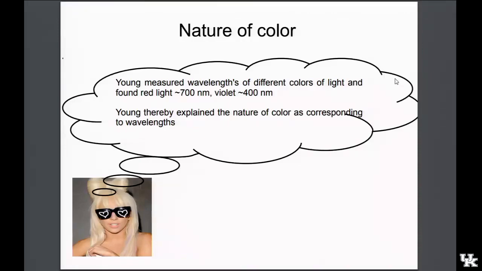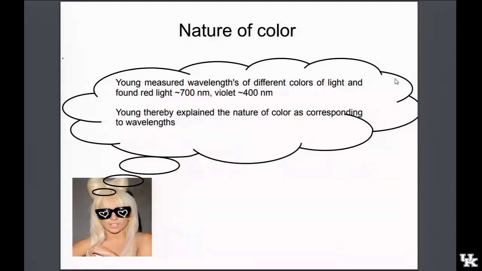This experiment was the moment we understood really what color is. Color is wavelength. So Young's experiment was able to show that red light had a certain wavelength. Young's experiment was able to show that green light had a certain characteristic wavelength. So it was Young's experiment that was the key to understanding the nature of color. And the nature of color had been a long-standing question. What was color? What did color mean for light? Well, it's a reflection of the wavelength of the light.